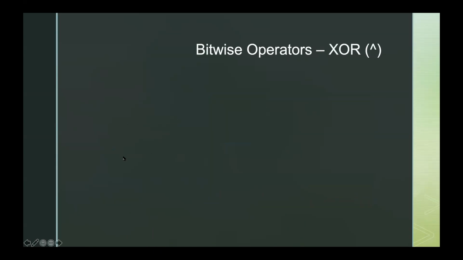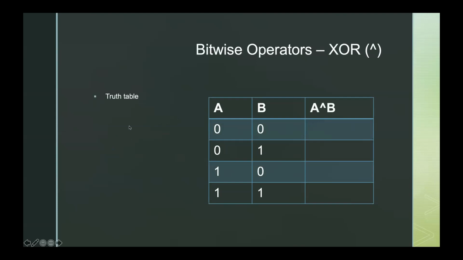Now we have the XOR, or the exclusive OR operator. This operator works in a little bit different way. It will return the value 1 only when both the bits are different. Otherwise, if the bits are the same, it will return 0. So filling out this truth table, 0 XOR 0 will give us 0 because both the bits are the same. 0 XOR 1 will give us 1 because both the bits are different. 1 XOR 0 will give us 1, and 1 XOR 1 will give us 0.